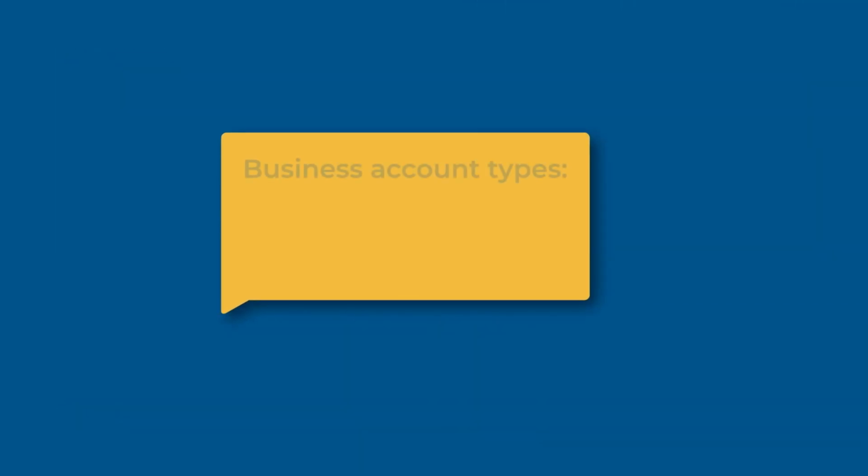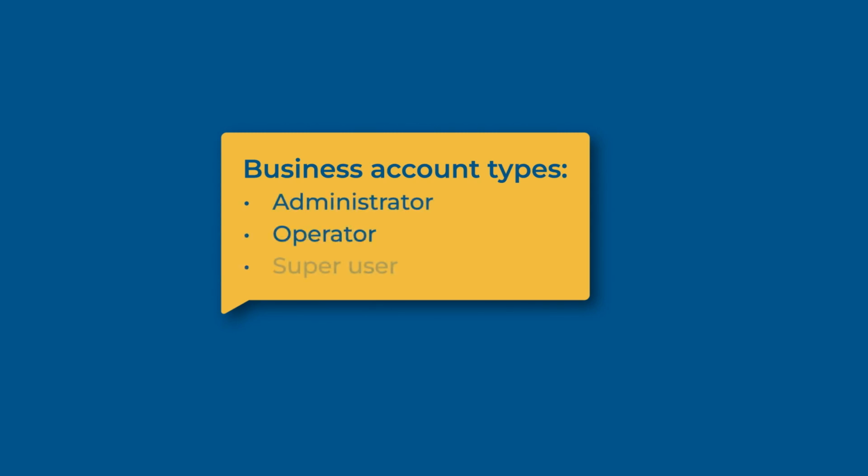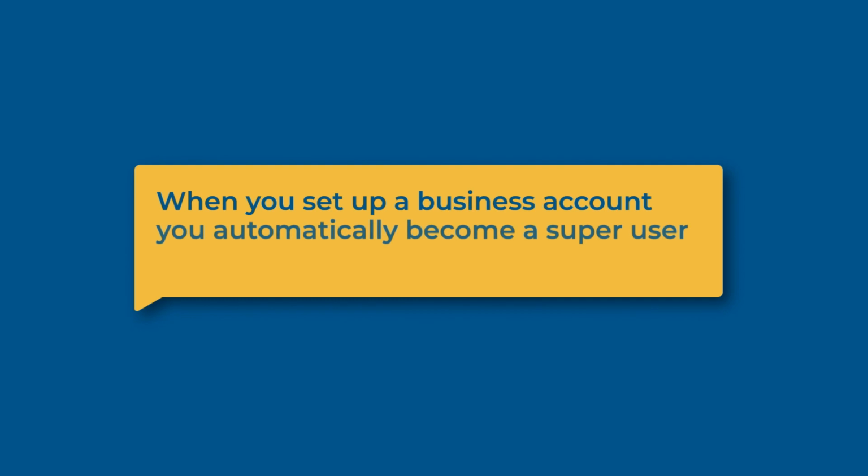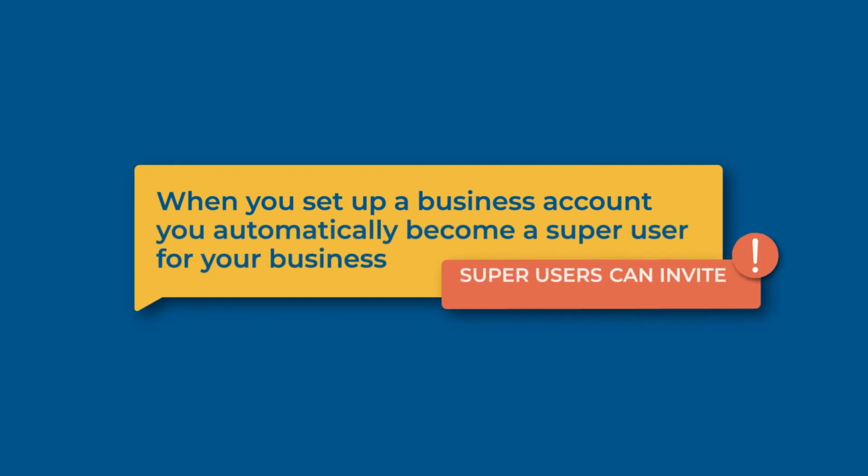There are 3 types of business account: Administrator, Operator, and Super User. We explain each of these in detail in a separate video. When you set up a business account, you automatically become a super user for your business. As a super user, you can invite other people in your organization to become business users. They must have an SIA online account before you can do that.